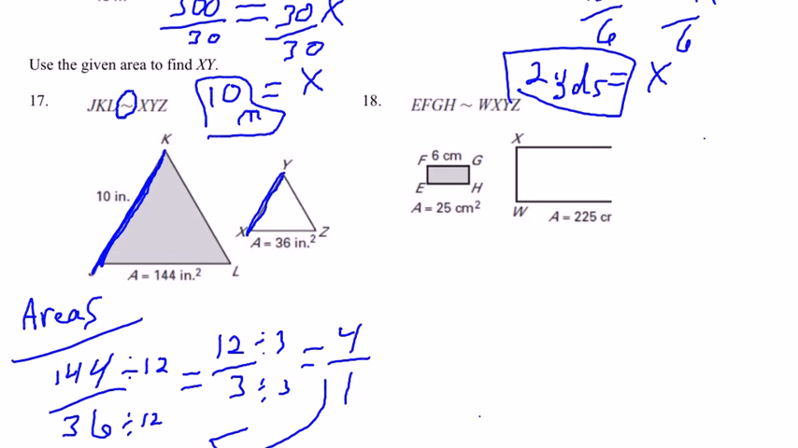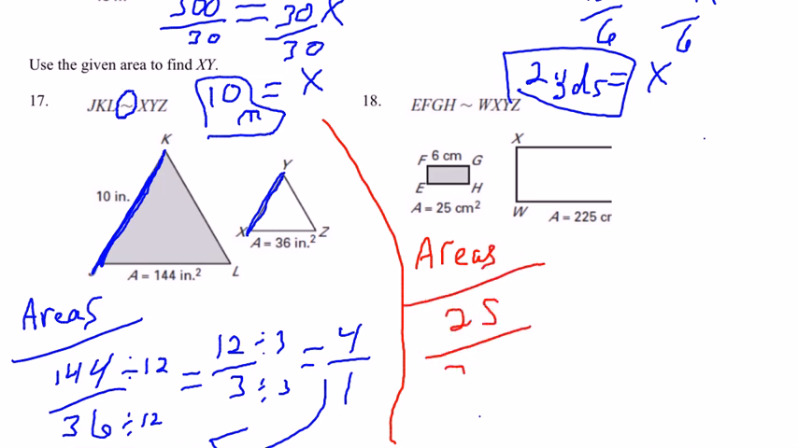Number 18. This one, the areas have a ratio of 25 over 225. Now you can go in whatever order you want. I'm just going to usually go from the first one to the second one. Alright, 25 and 225. You know, another way to simplify that is to use the fraction button on your calculator. And so if I type in 25 fraction 225, enter, it will simplify it for me as 1/9.